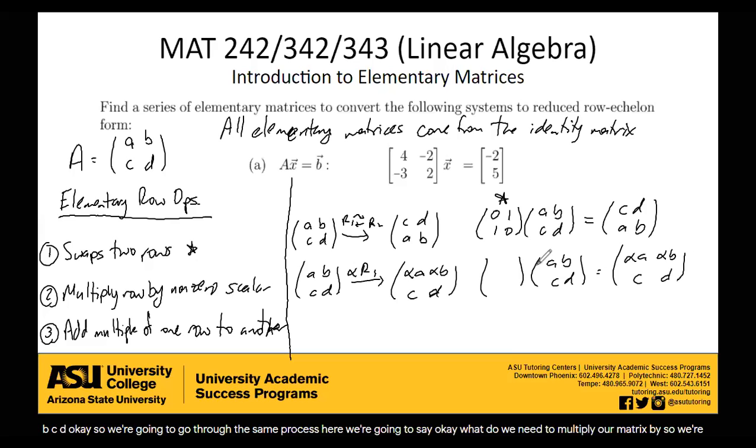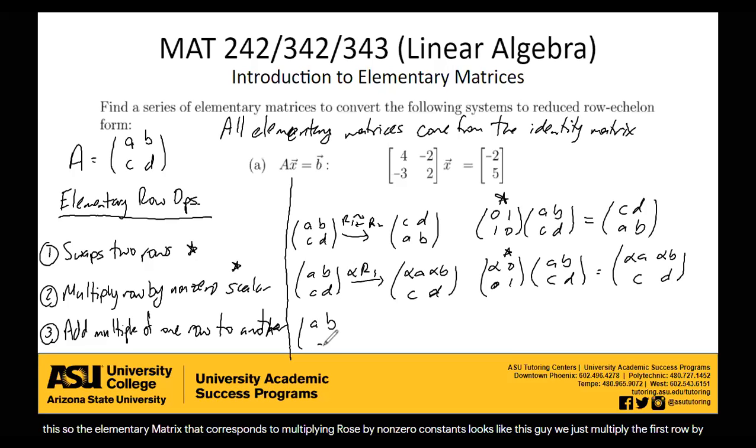Well, again, let's think of the identity matrix, 1, 0, 0, 1. Imagine multiplying the first row by alpha. We'd have alpha, 0, 0, 1. And you can verify if you take this and multiply by that, you end up getting this. So the elementary matrix that corresponds to multiplying rows by non-zero constants looks like this. We just multiplied the first row by alpha. Okay, we have one more.